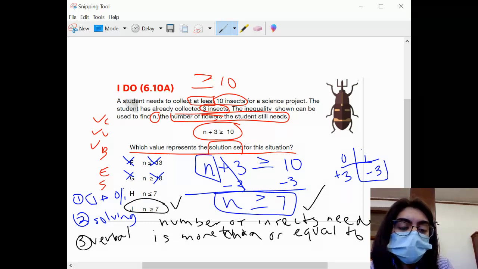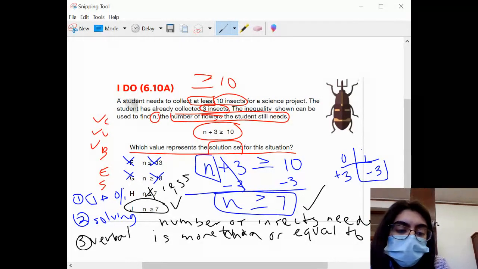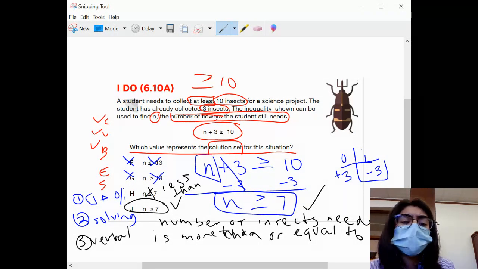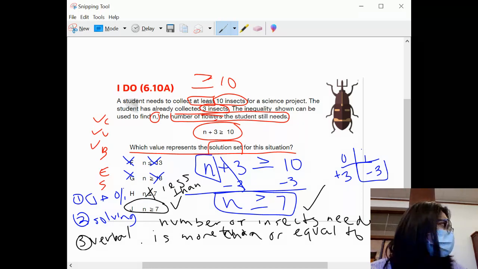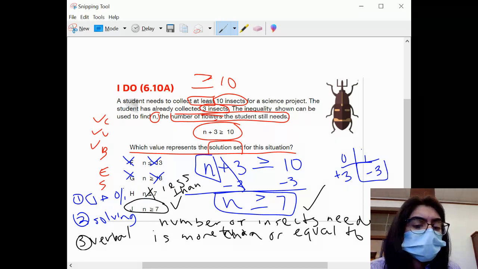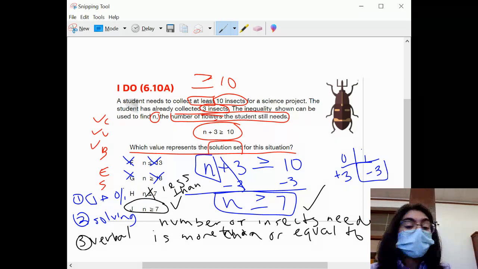And J has the right symbol. We can cross out H's symbol because that would be less than. H is saying that we actually need to collect less than 7 bugs. But that's not going to work if we need 10 for the science project. I can be confident in my answer verbally and mathematically.